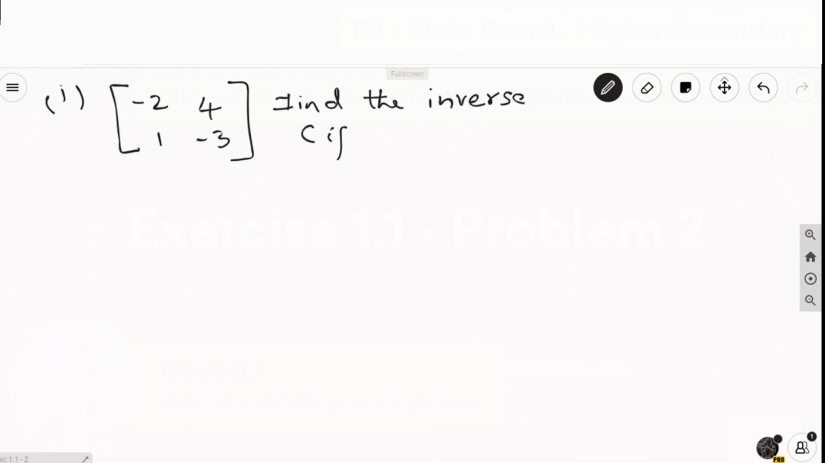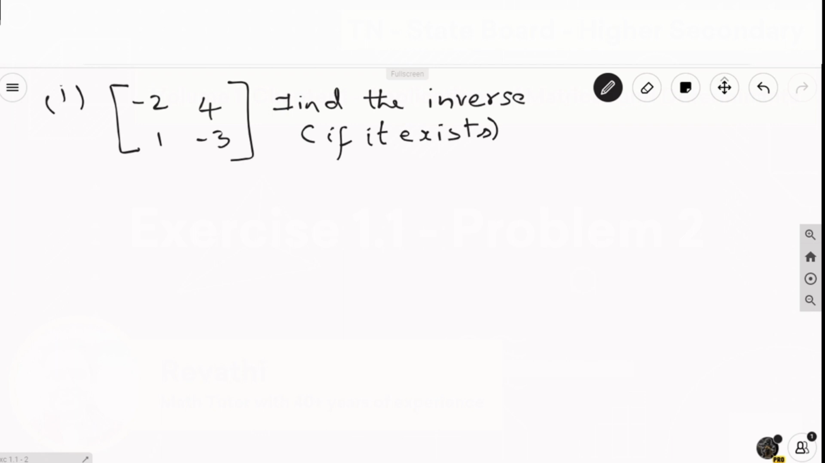it's a 2 into 2 matrix. Here the question is find the inverse if it exists. Note this point. That is why they say that if it exists. First we should see whether inverse can be found or not, whether inverse exists or not. If A is a non-singular matrix, A inverse exists. If it is a singular matrix, A inverse does not exist.